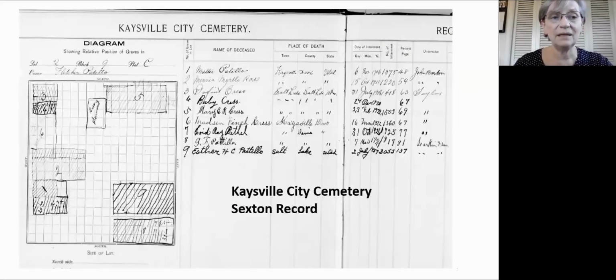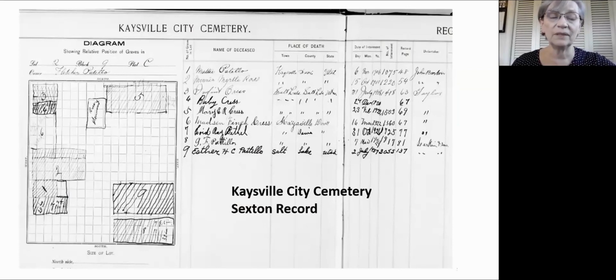Some sexton records are available on Family Search, through those images only, and some are indexed. So go to the catalog and see if there are sexton records available. This is one that is indexed and available through Family Search. It's Kaysville City Cemetery.